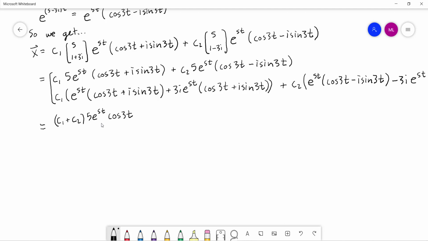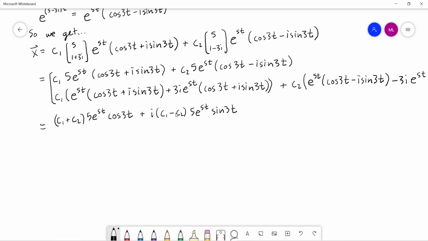Now let's do the imaginary ones. I'm going to have plus i, so I'm factoring out the i that shows up in these two. We're going to have a C1, we'll come back to that in a minute, e to the 5t sine of 3t, so that's this term. And over here, we're going to have a minus C2 of them. So minus C2 times the same e to the 5t, but now the minus sign is taken care of, sine of 3t. So we just had a minus C2.